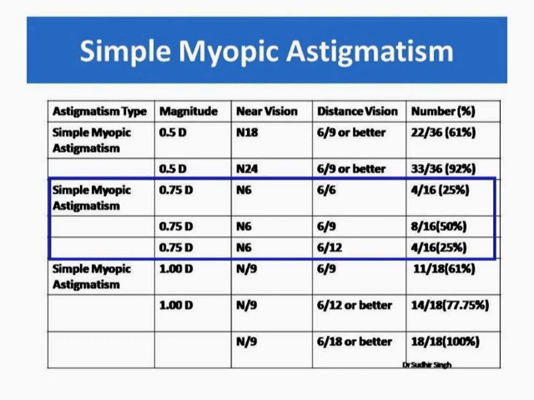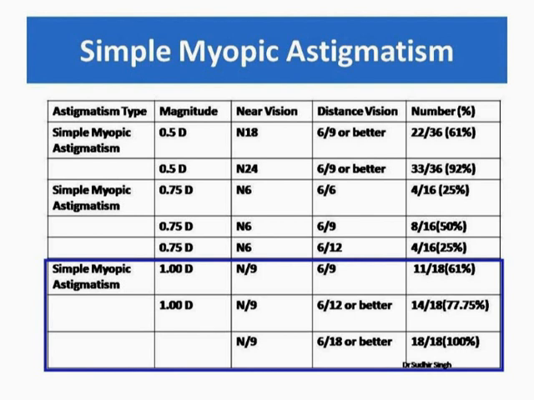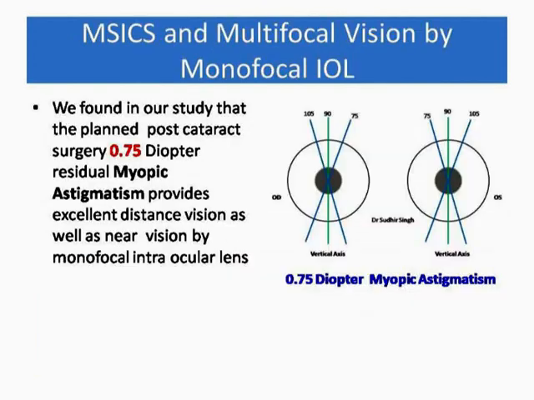The eyes with 1 diopter simple myopic astigmatism had N9 and 6/9 vision in 61% eyes, N9 and 6/12 or better vision in 77.7% eyes, N9 and 6/18 or better vision in 100% eyes. We found in our study that the planned post-cataract surgery 0.75 diopter residual myopic astigmatism provides excellent distance vision as well as near vision by monofocal intraocular lens.